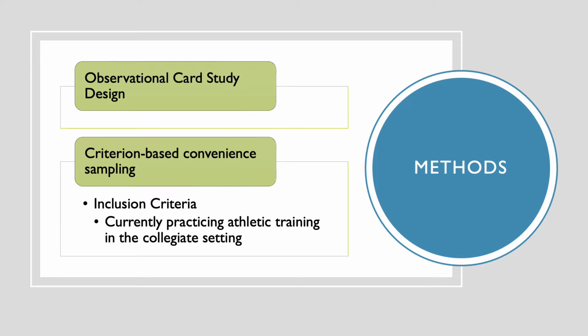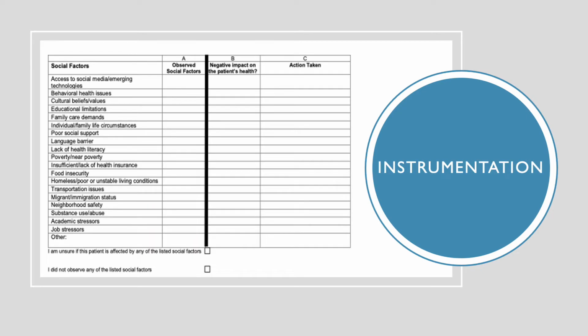This study design allowed the research team to gain insight into what social determinants of health athletic trainers at the collegiate level are observing at the point of care. A sample of ATs employed in the collegiate and university settings were recruited to participate through criterion-based convenience sampling. An individual was considered eligible to participate if they were currently providing athletic training services in the collegiate setting. Packets were sent to all participants that included data collection instructions, 30 collection cards, and a definition sheet for all the social determinants of health listed on the cards.